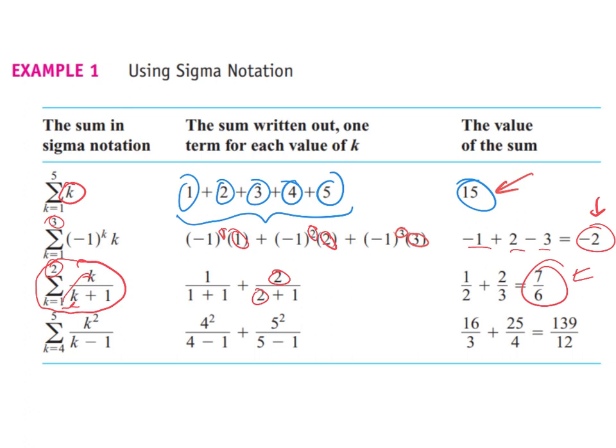Same thing with this one. k squared over k minus 1. We're starting at 4 this time, and we're ending at 5. So the first time we stick 4 in where k is, that's 16 over 3. And the second time we stick 5 in where k is, that's 25 over 4. And when you add those up, you get 139 over 12.